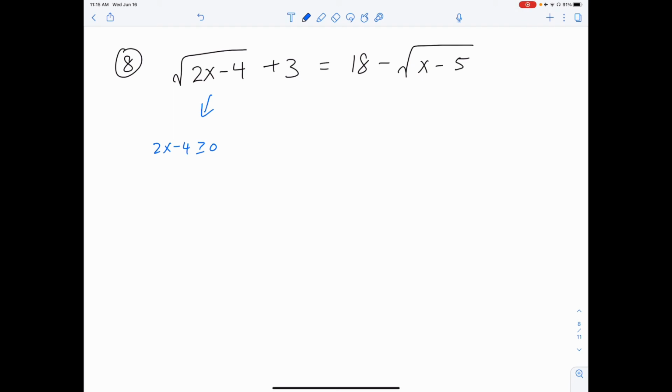Again, we can do the algebra here, add 4 to both sides. 2x is greater than or equal to 4, divide both sides by 2. x is greater than or equal to 2. On the other side, we have x minus 5 has to be bigger than or equal to 0. Add 5 to both sides. x must be greater than or equal to 5.